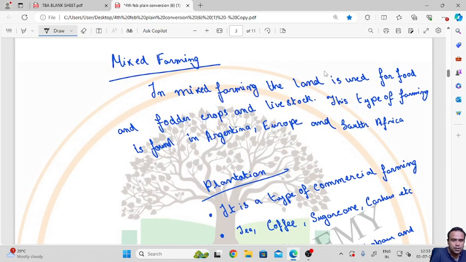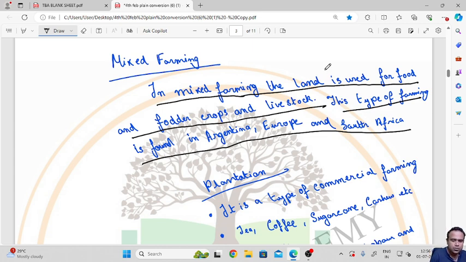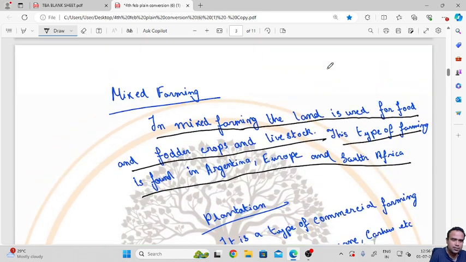Mixed farming. In mixed farming, the land is used for food and fodder crops and livestock. So in mixed farming, everything is used. Part of the land is used for food and fodder crops, and also livestock. This type of farming is found in Argentina, Europe, and South Africa. On one side there will be food and fodder crops, and on the other side there will be livestock as well.